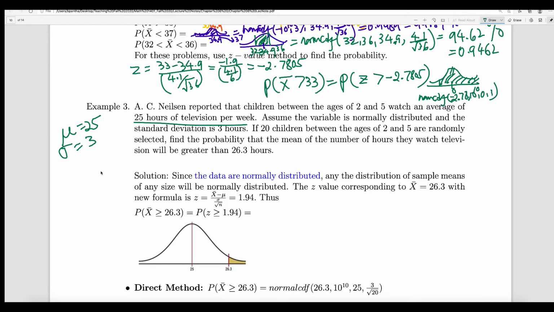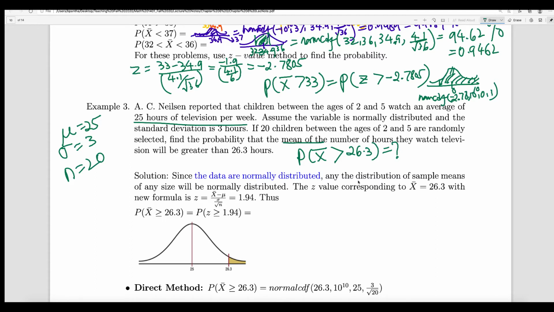If 20 children, n equals 20, between age 2 and 5 are randomly selected, find the probability that the mean of the number of hours they watch television will be greater than 26.3. That's what it is asking: the probability that the average of those 20 children is greater than 26.3 hours.